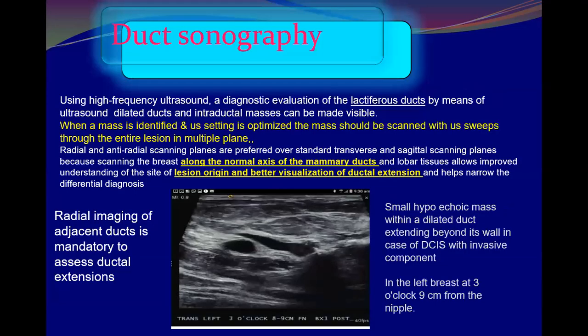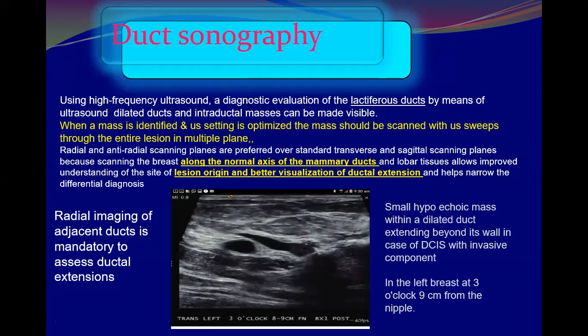And ductography. Ducts are not only in the retroareolar region. If you look at this image, transverse, left, 3 o'clock, 8 to 9 centimeters from the nipple. So scanning in transverse, in the left breast at the 3 o'clock position, about 9 centimeters from the nipple. Sometimes we have a segmental ductectasia. We have dilated ducts away from the retroareolar region.